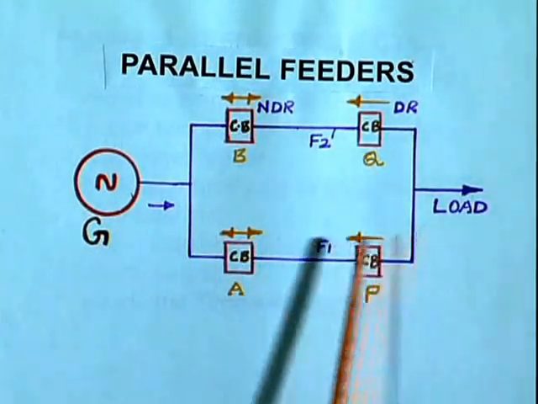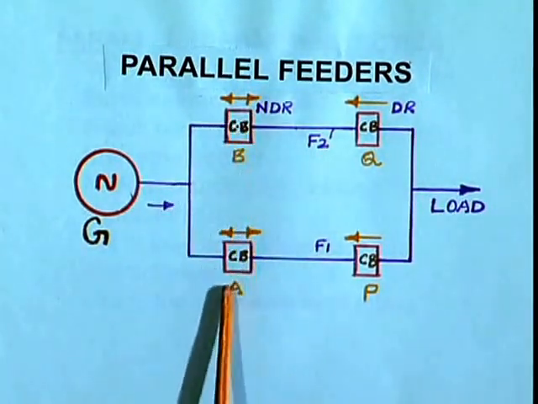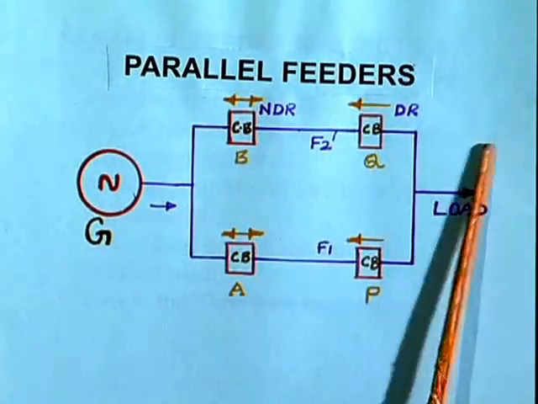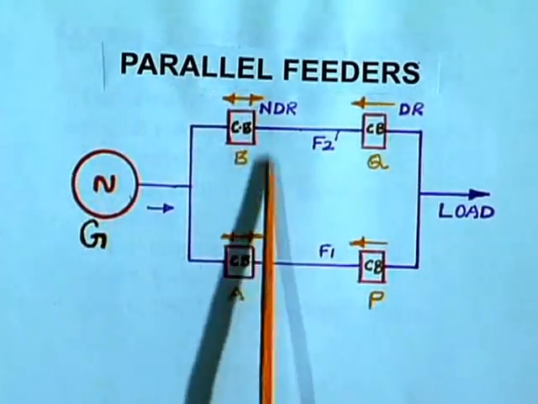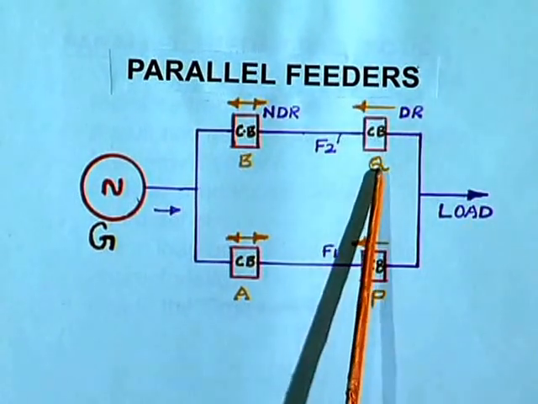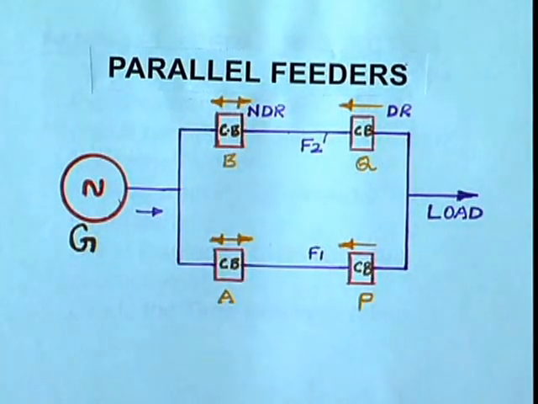So in parallel feeders, you will have two non-directional relays, NDR, here as well as here towards the source side, and two directional relays towards the load side. This is the load part, this is the source part. On the source part you will have non-directional relays, and on this part directional relays. Non-directional relays have an inverse time characteristic, that means the time of operation depends upon the fault current flowing, whereas directional relays are not inverse, they have an instantaneous characteristic.